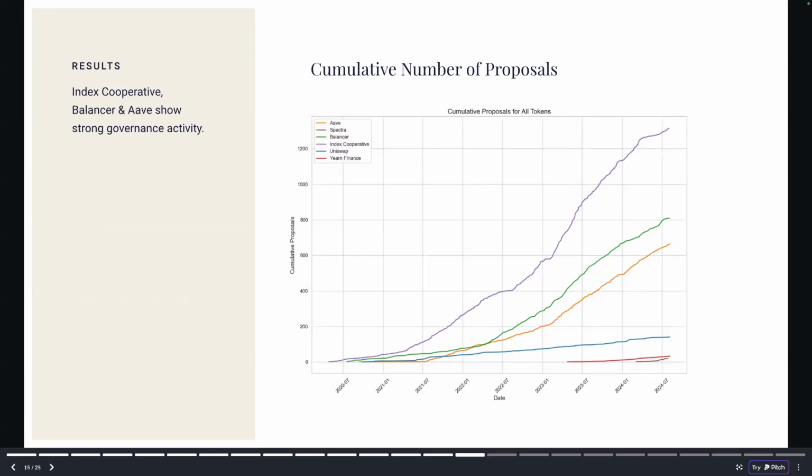Okay, thanks for the feedback. Now let's have a quick look at participation. So first of all, we can see the number of cumulative proposals. Index Cooperative has by far the largest number of proposals, followed by Balancer and Aave. Uniswap only accounts to 180 proposals over the time frame.